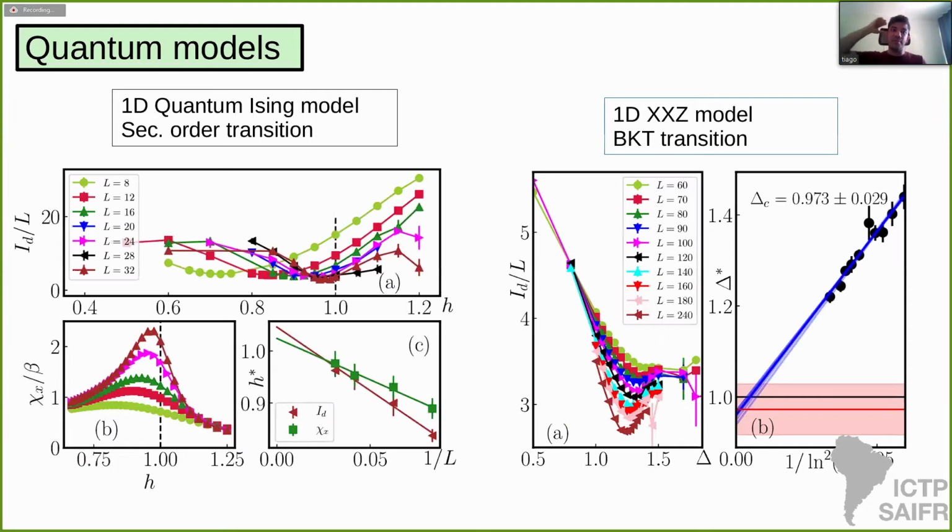Let me mention two examples. Here it's a 1D quantum Ising model. Here is the intrinsic dimension as a function of, here it's not temperature anymore. Temperature here is equal to 0, so you just have quantum fluctuations. And H is the transverse field that induces this quantum critical point, this quantum phase transition. But I also have this minimum, and this minimum shifts towards the critical point. And one can, again, try to extract the critical point.